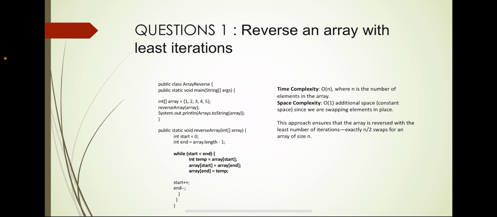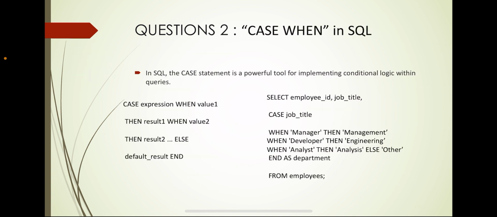Temp is equal to array of start, array of start equal to array of end, and array of end equal to temp. Then you do start plus plus, end minus minus, which keeps on looping and swapping the values. So this is how you reverse an array, and you are already ahead of the game.